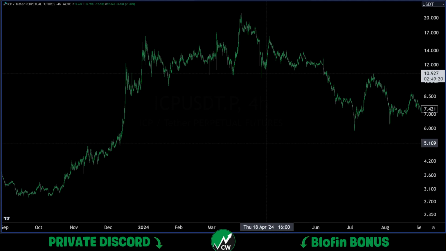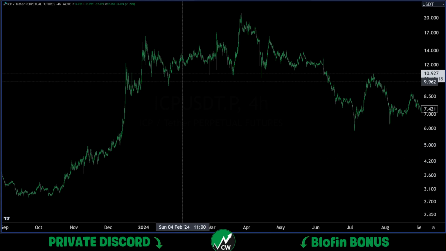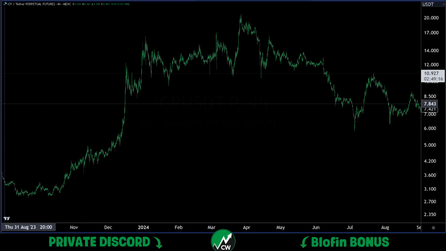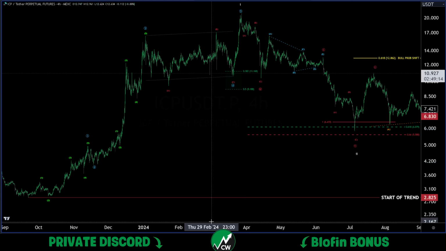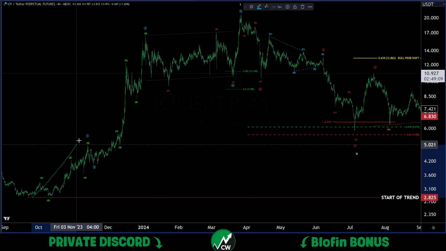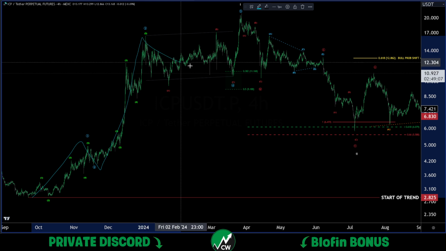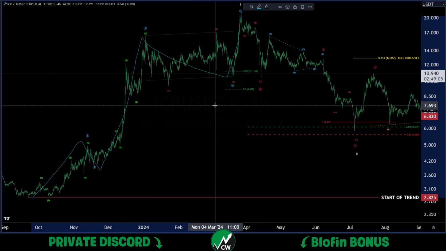Now in this video I'm going to start on the 4-hour time frame, then go to the daily, and then focus in on the smaller term time frames. So let's start on the 4-hour since the start of our trend at 282.5. I have this as a 5-wave move: a 1, 2, 3, running flat 4, 5 to the upside.